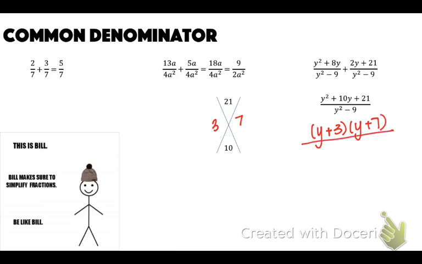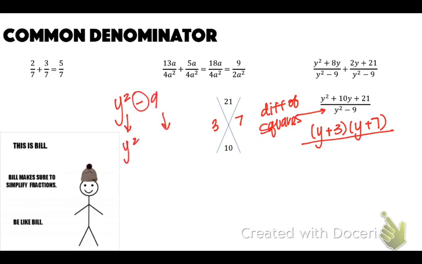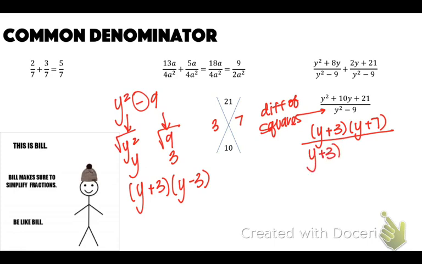So this becomes y plus 3 and y plus 7. This right here is the difference of squares. So that's where you can do, so y squared minus 9. Well, I can bring this down. I'm just ignoring the subtraction, and I'm going to square root both of these. Square root of y squared is y. Square root of 9 is 3. So this is going to be y plus 3 and y minus 3. Okay. And then we can see here that these y plus 3's are going to cancel. So I'm just left with y plus 7 over y minus 3.